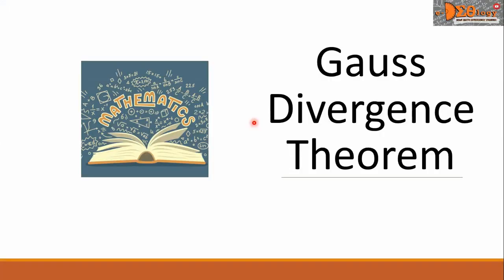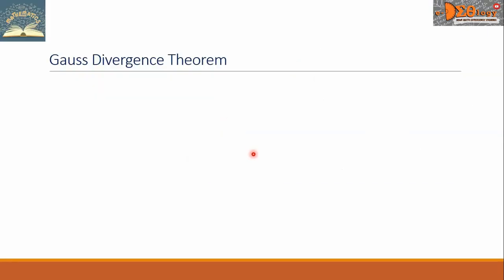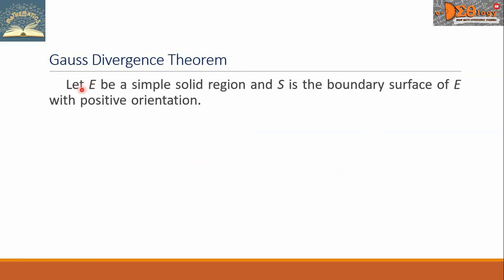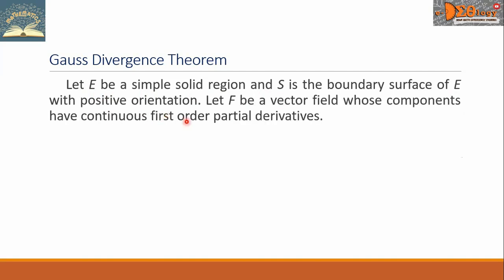Hi everyone. Today we're going to study Gauss Divergence Theorem. Let capital E be a simple solid region and capital S is the boundary surface of E with positive orientation. Let capital F be a vector field whose components have continuous first-order partial derivatives.